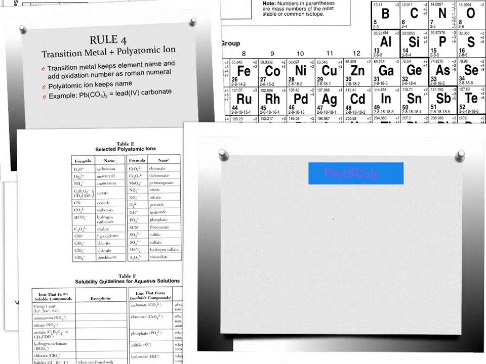So let's start writing this. So iron, remember to leave the parenthesis. And then SO4, we look over here and we see that SO4 is sulfate. Okay, so we're going to write down sulfate.